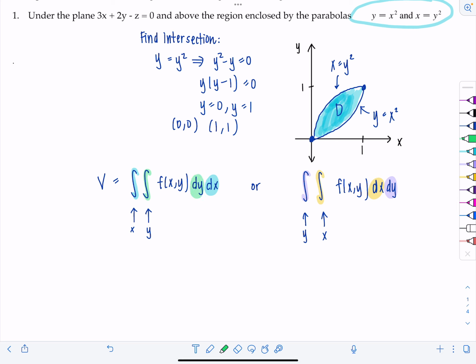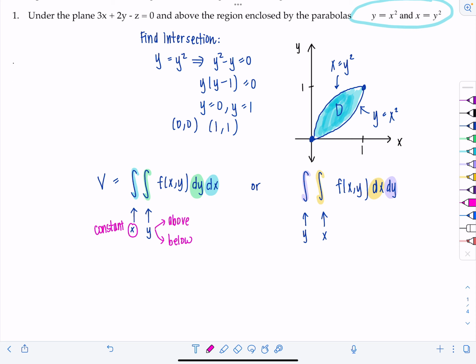So you have to decide which setup is easier, okay, for the problem. In this case, both are equally easy, so I'm gonna set up both for you. Check that out. When you have limits for x, let's look at this first case. Limits for x on the outside, these ones are gonna be the constants. And then when you're setting up the inner integral, limits for y, you want to see, is there a function that bounds D above and below?